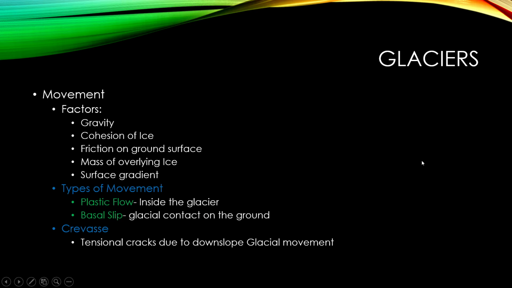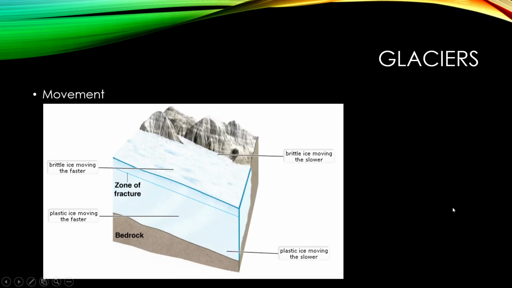And then this is how a glacier moves. So these are your factors: gravity, collision of ice, friction on the ground surface, mass of overlying ice, and your surface gradient. And for the types of movement, you have the plastic flow, which is inside the glacier or in between the top and the bottom, and the basal slip, which is glacial contact on the ground. And you also have markers, which are called the crevasse or the crevice. These are tensile cracks due to the downslope glacial movement.